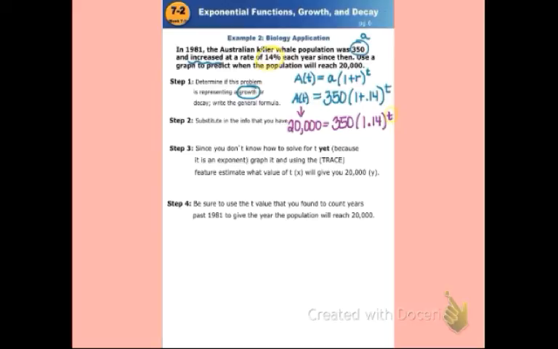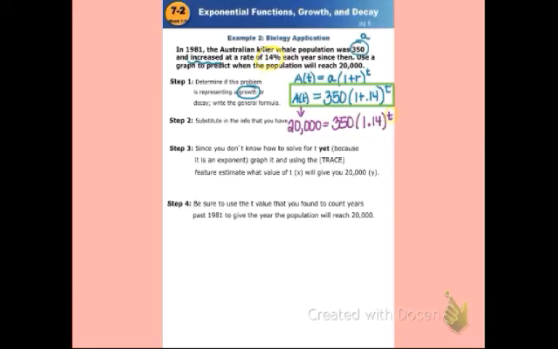Or probably our best bet, since we do have the technology of these graphing calculators, is to put it in our calculator, and we could either trace the graph or go to the table and look for when we get to 20,000. So we're going to put this function in, and instead of using t in the calculator, we'll just use x, and then we can go to the table and see what happens.